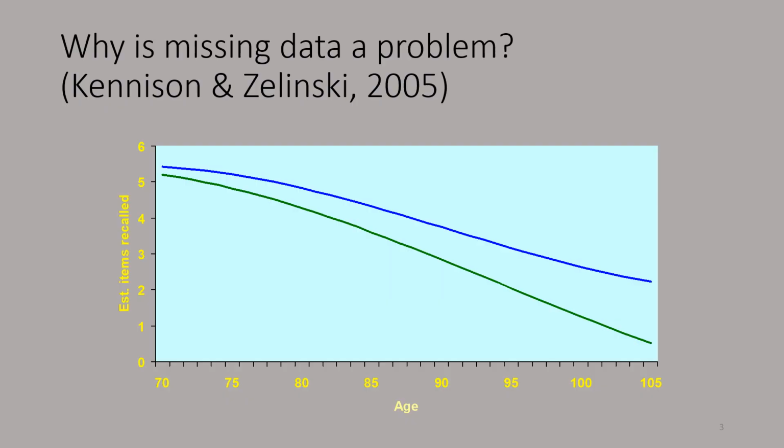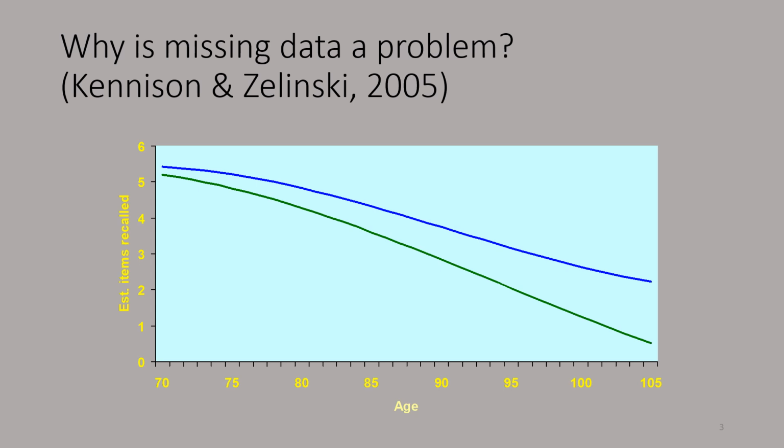Here we see evidence of the problems that missingness, biased missingness, can cause for conclusions. This is a study that I conducted and was published in 2005. And this is a longitudinal analysis of recall performance over age from age 70 up to an estimated 105.